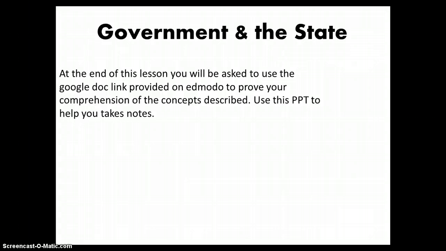Now how this is going to work is you are going to follow me through this PowerPoint labeled government and the state. You are going to fill in the appropriate concepts with supplementary information, and then at the very end of this lesson you will be asked to use the Google Doc link that is posted on your Edmodo page to prove your comprehension of some of the concepts that were described in the PowerPoint.